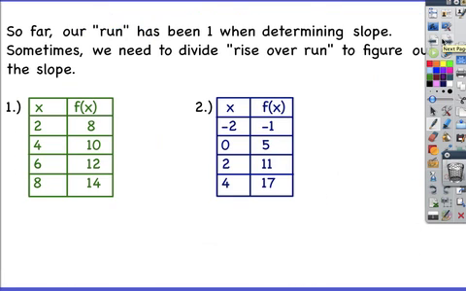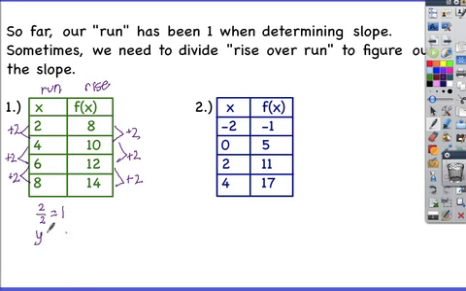Now so far, our run has been a change of 1 when we've been determining our slope. But sometimes we will actually have to reduce or divide our fraction in order to find the slope. So for example, when I take a look at this one, our rise, we're adding 2, but our slope is not 2 in this case because our run is also changing by positive 2. So our rise over our run, which tells us our slope, is 2 over 2, which reduces to 1.